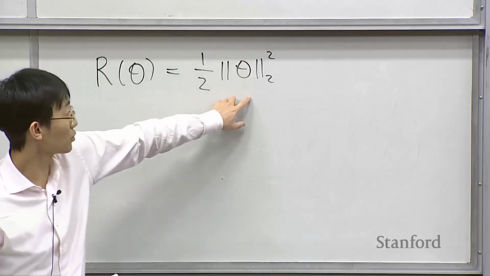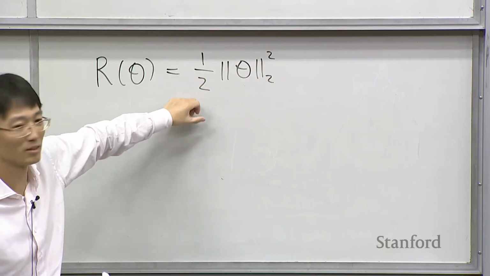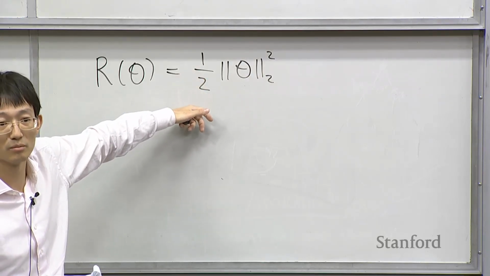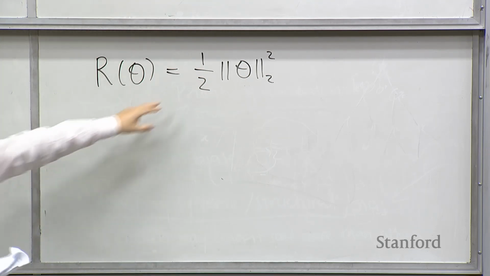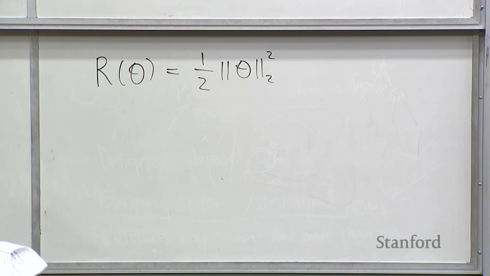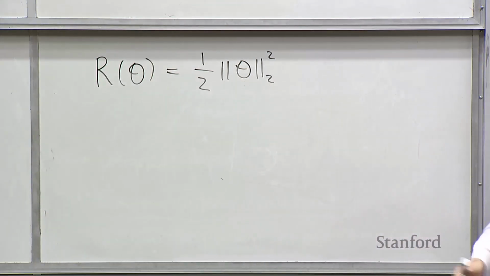You take the L2 norm square, and you multiply by half. The half doesn't really matter. This is just some kind of convention, because anyway you're going to multiply a lambda in front of it. So whether you have half or not here, we just change your choice of lambda. But this is just a convention.